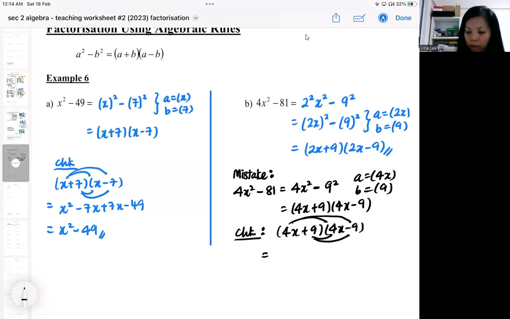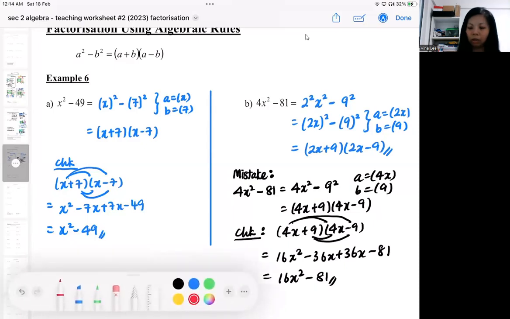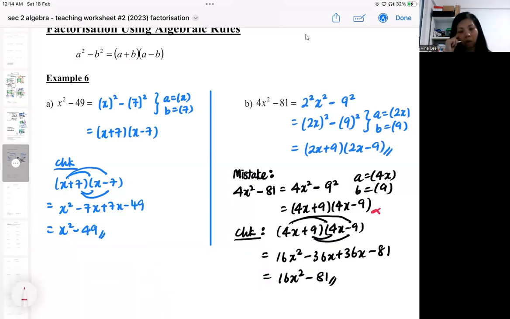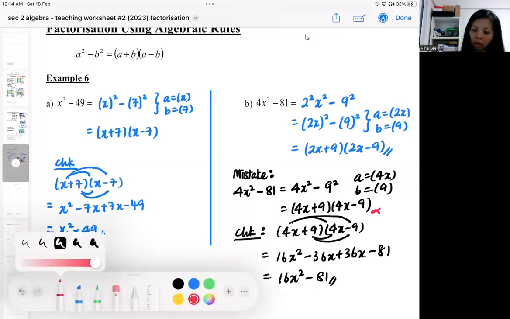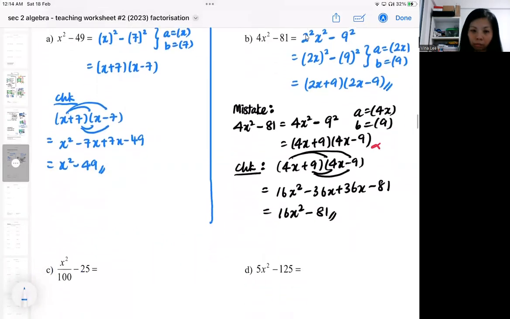4x times 4x will be 16x squared, then minus 36x plus 36x minus 81. So the student will get this if the student bothers to check back, and apparently this one is wrong. A lot of students make this mistake and don't know why they are wrong. To know why you're wrong is very simple: just check back by expanding out the factorization that you got. So that's one of the common mistakes.